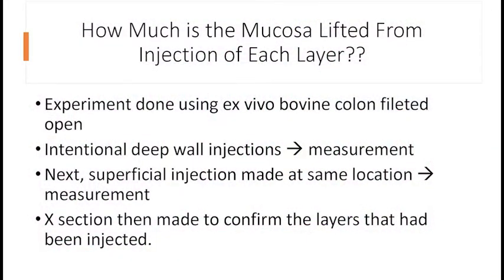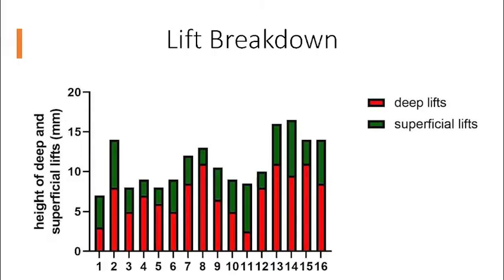To get some idea of how much elevation is obtained from deep and superficial injections, a small study was done using the ex vivo bovine model. Bowel thickness measurements were made after intentionally deep and superficial injections. Cross-sections were then made to confirm which layers had expanded. This figure shows the contribution of deep and superficial wall expansion to mucosal lifts in 16 ex vivo bovine colon specimens. This small study verifies that stable deep wall lifts can be made and that the deep wall can notably expand.